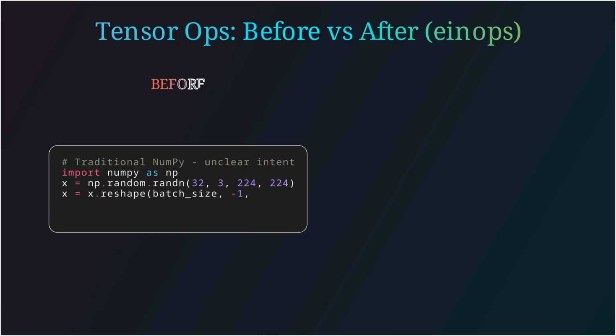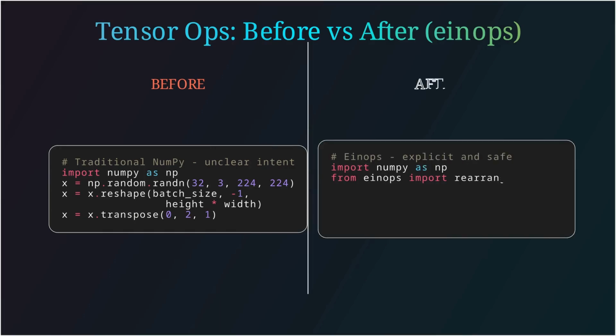On the left, a traditional numpy snippet, x.reshape with batch size, -1, height times width, then a transpose. What does it do? Hard to say at a glance and easy to get wrong. On the right, the Einops version, rearrange x.